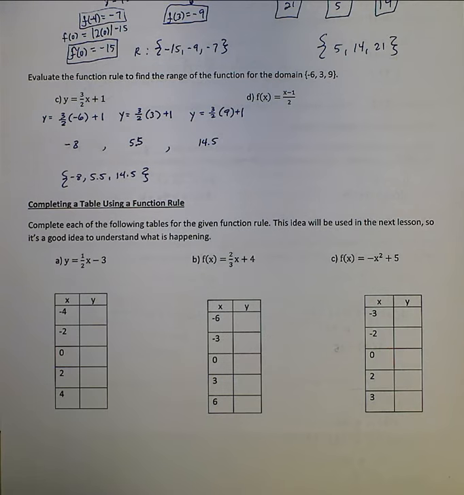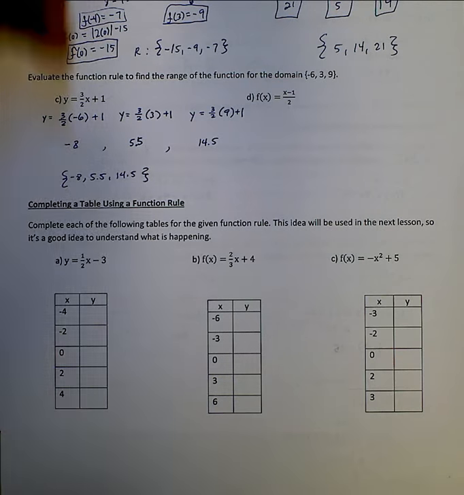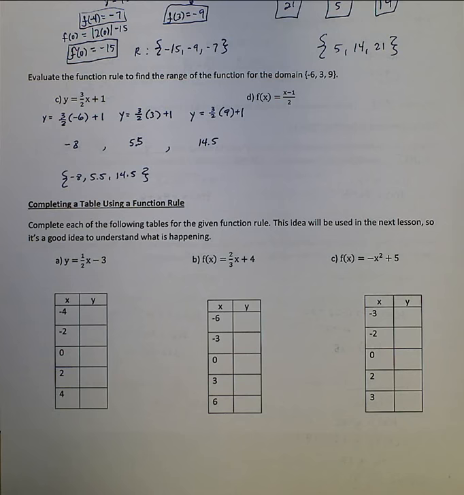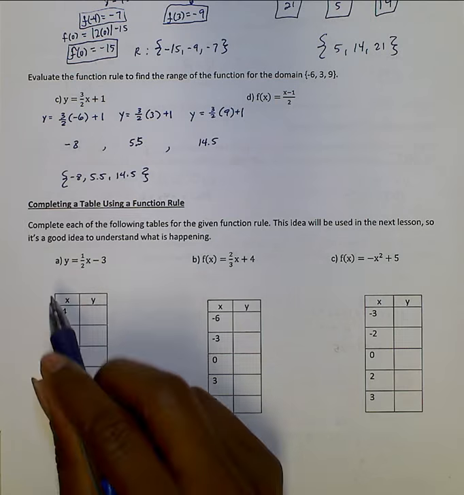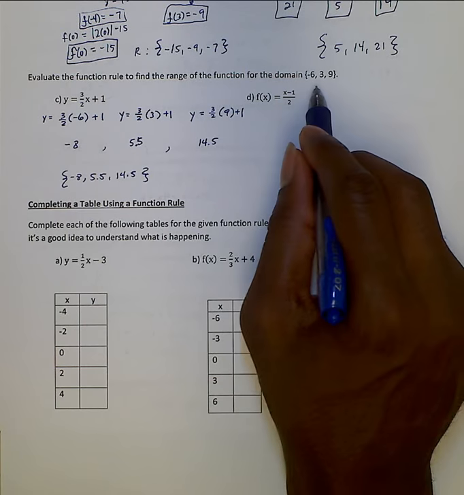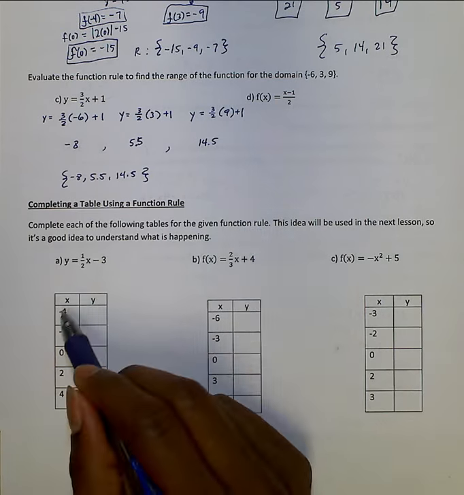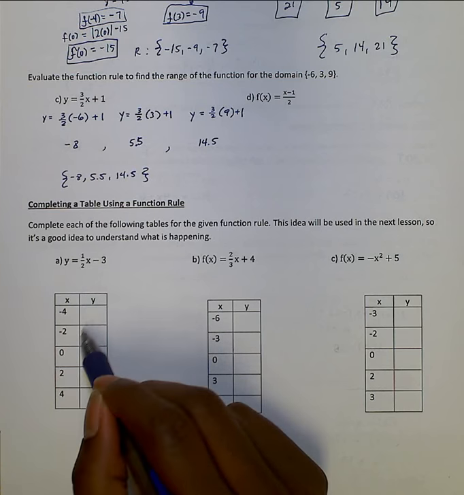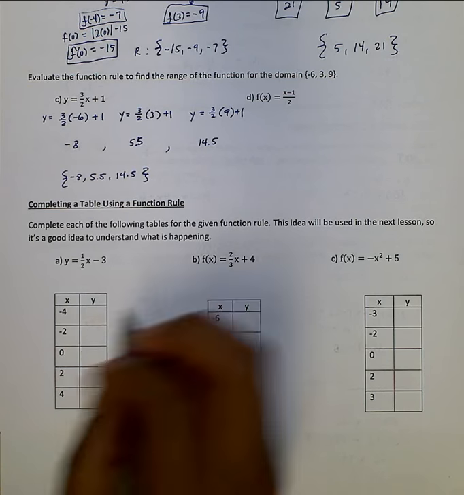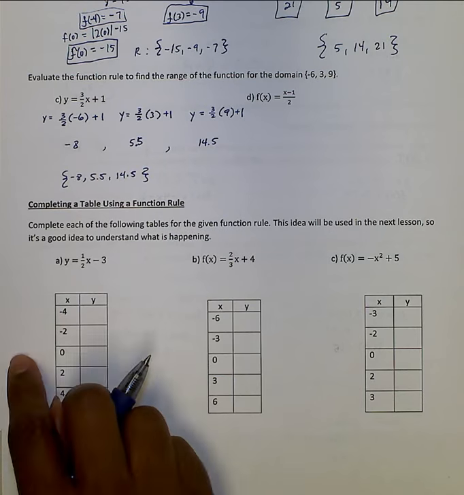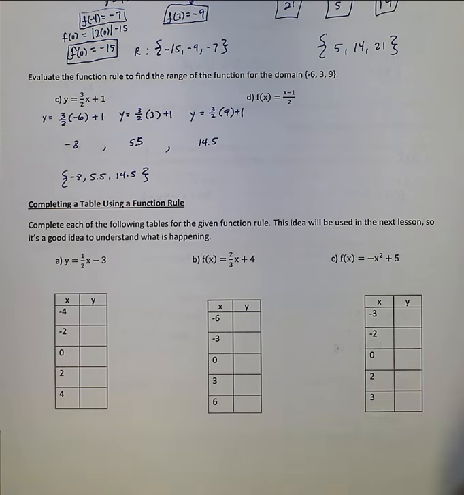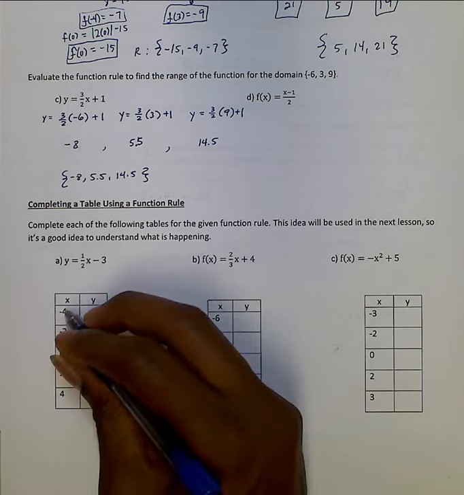And so here, we're going to complete each of the following tables for the given function rule. This idea will be used in the next lesson, so it's a good idea to understand what is happening here. Basically we're doing what we did up here. They're still giving us the x value. We're going to plug the x value in, and we're going to see what comes out for y. Again, you're plugging it in, evaluating it, and simplifying. So I'll plug this in.